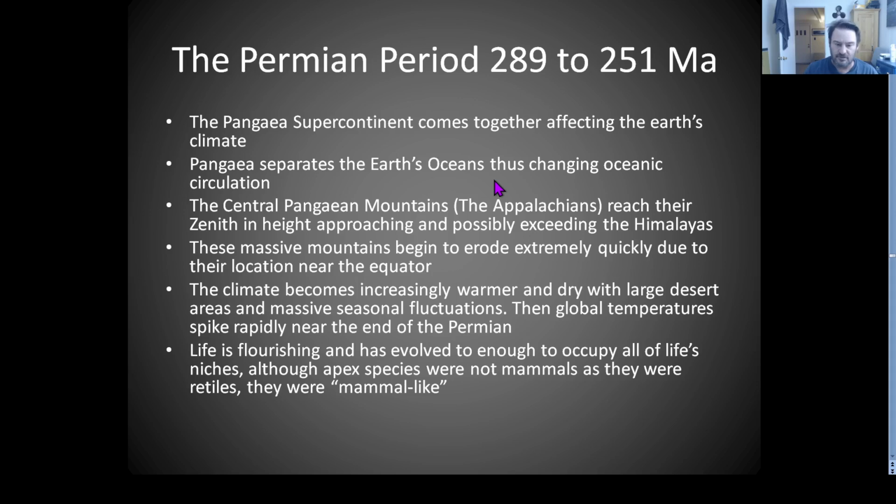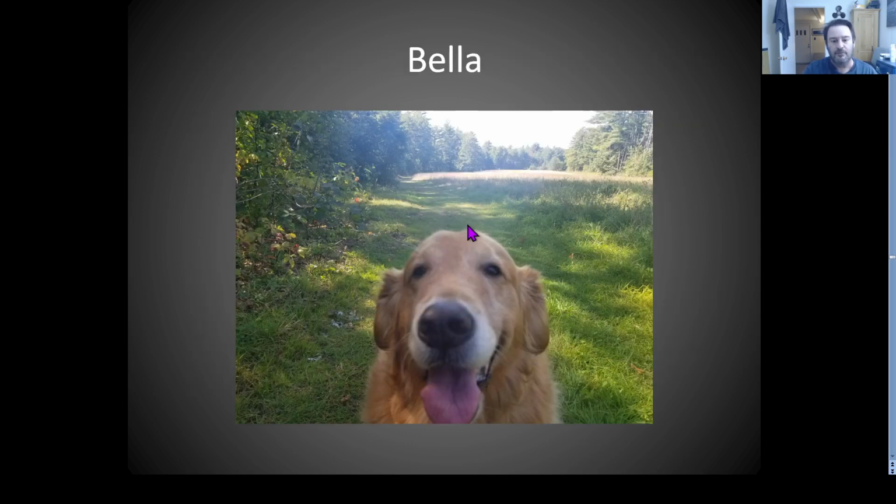Life is flourishing. It has evolved to occupy all of life's niches, although the apex predators were not mammals, they were reptiles, but they were very much mammal-like, and they were not true reptiles. Well, they were, but again, they are on the synapsid lifeline or evolutionary line, as opposed to the sauropsid, which is the reptilian one.